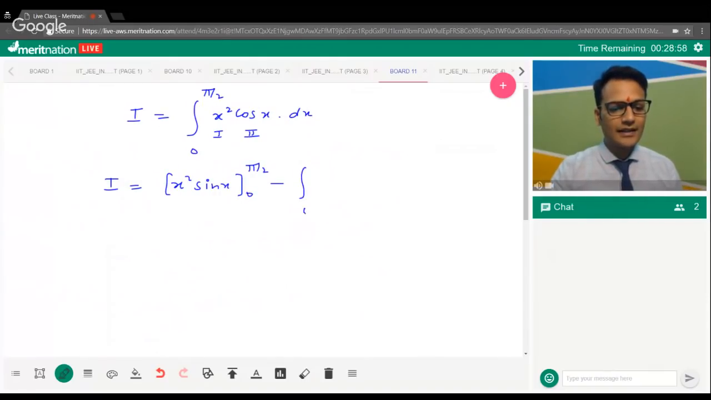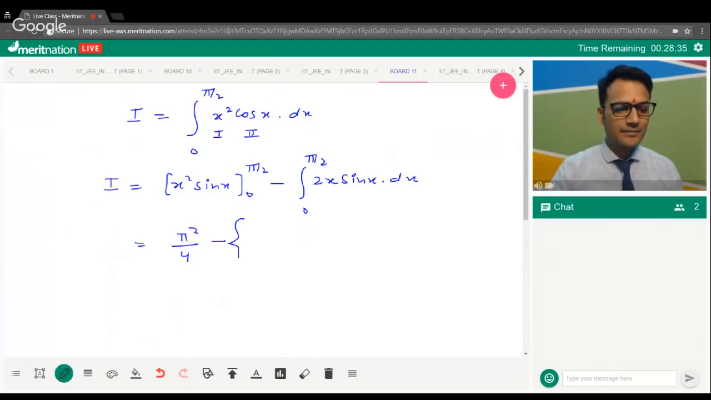Minus integration from 0 to pi by 2. The derivative of this is 2x. Cos x would give me sine x dx. Pi by 2, once applied, turns out to be pi square by 4. Pi square by 4, 0 will give me 0. Minus over here, it's a simple task. We'll again apply by parts. In fact, I'll just do it over here.